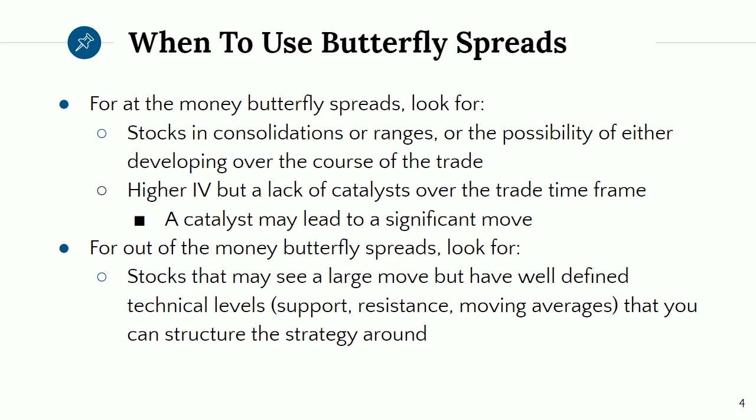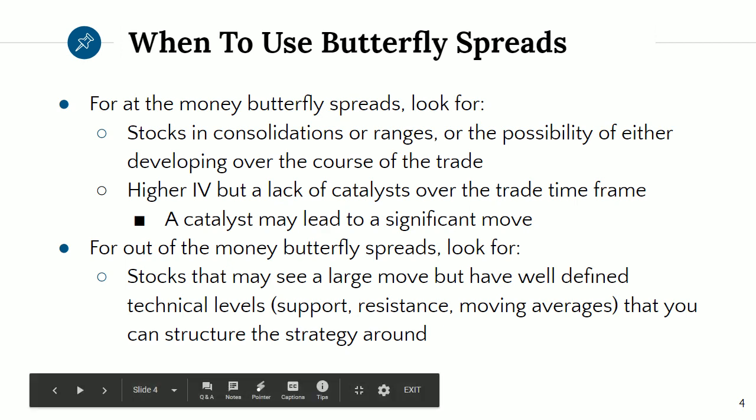Now, for out of the money butterfly spreads, it's fine to look for a stock that may have a large move. Okay, so like for earnings or other events, it's fine. I mean, you could look for a stock that is expected to have a big move, but it's going to be really important that it has well-defined technical levels that you can really structure that spread around. Right. So then the example in the next couple slides, you'll see what I mean more by that. But support, key resistance, moving averages, those are really what you're going to be zeroing in on for those out of the money butterfly spreads.